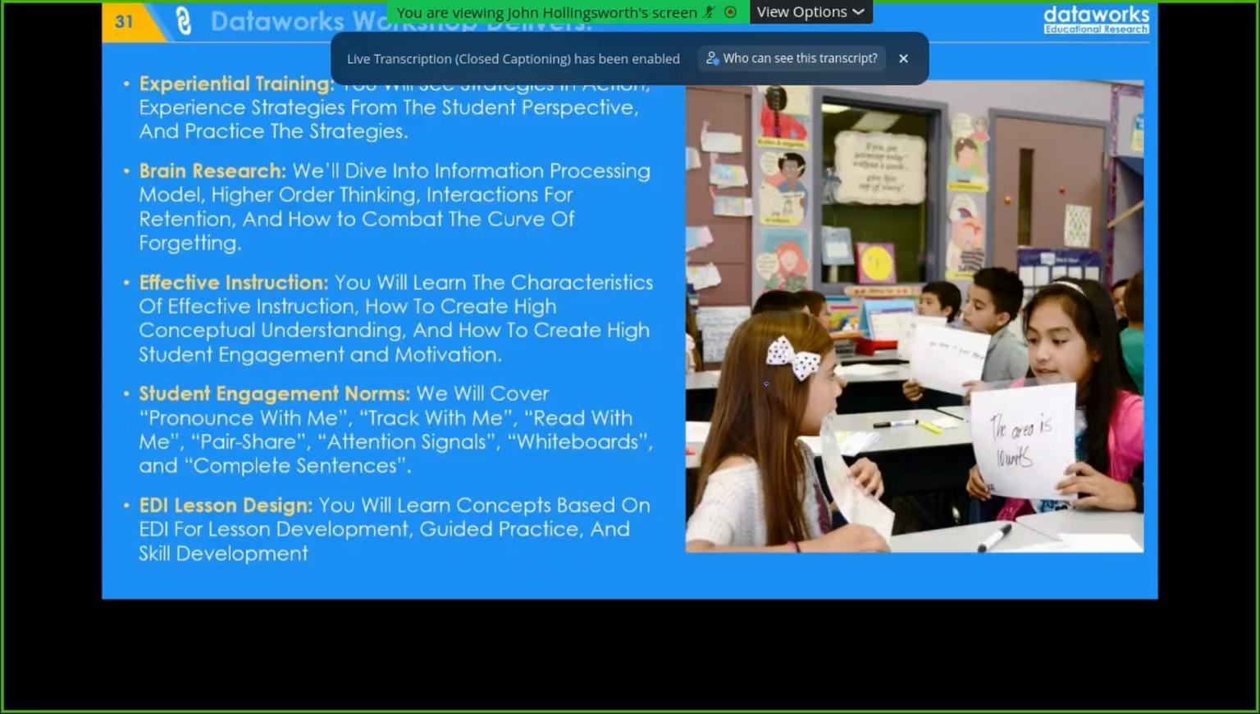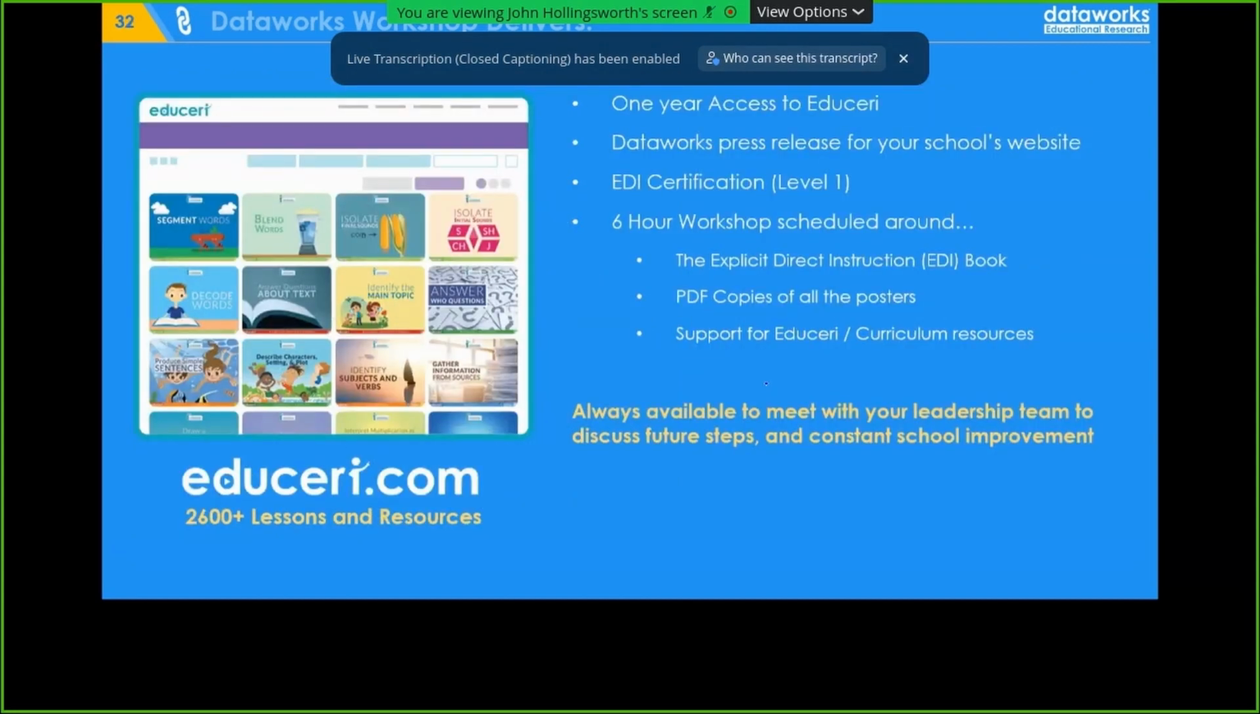During the presentation, you'll say, Mr. John, I'm a rank 5 teacher. Give me an example of, and then we'll give you real live examples that you can use in your classroom tomorrow. Our student engagement norms, every student participate, every student's learning.